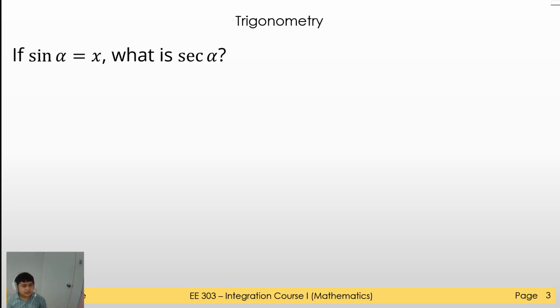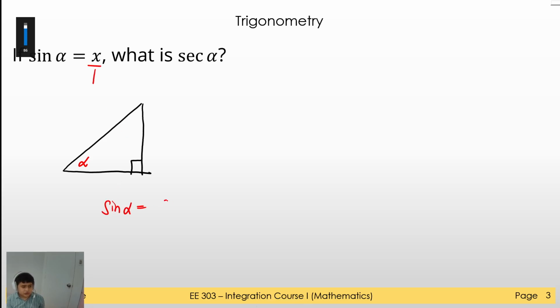Given alpha, sine alpha is equal to x, what is secant alpha? For visualizing this, we know that the trigonometric identity sine alpha will be just an angle in a right triangle. So a right triangle has an angle alpha, and if we say that this is equal to x, then we are also saying that this is equal to x over 1. Sine alpha is equal to the opposite over the hypotenuse. So the opposite here is equal to x, over 1. So this will be x over 1.